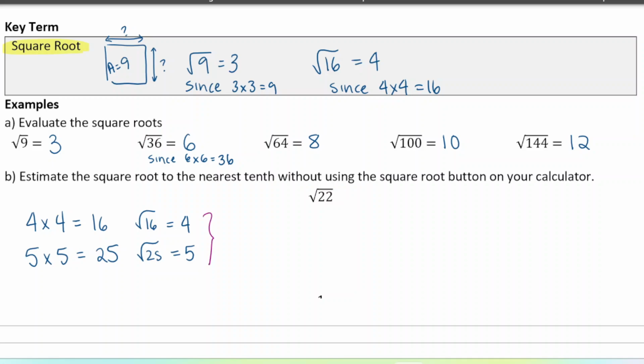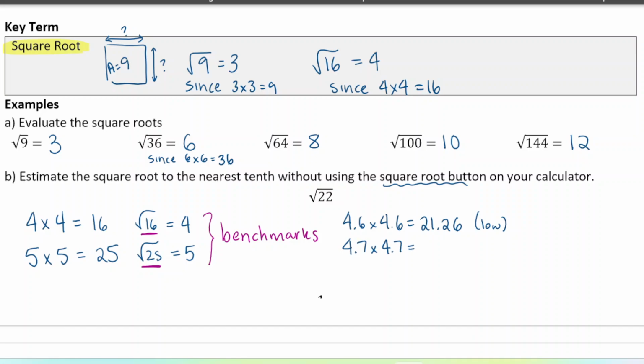We call these benchmarks. They're going to help us estimate what square root of 22 is, and it's going to be a little closer to 5 than it is to 4, because 22 is a little closer to 25 than it is to 16. So let's just make a guess, and we're going to guess, maybe let's try like 4.6. Okay, we can use a calculator for the multiplication, but we don't want to use the square root button on our calculator. So we get 21.26. That's a little low. Let's try a little bit higher.